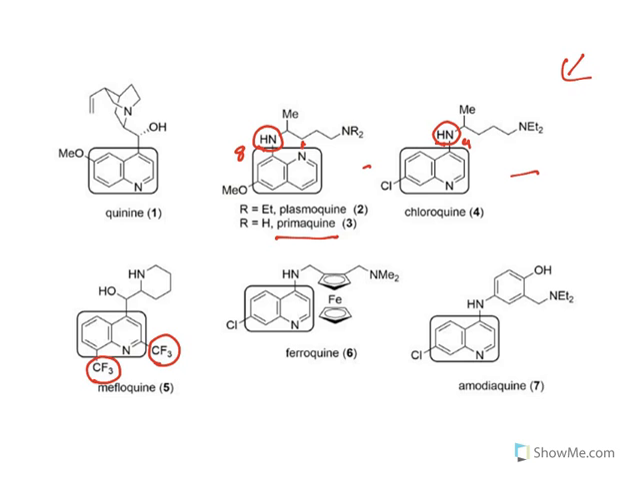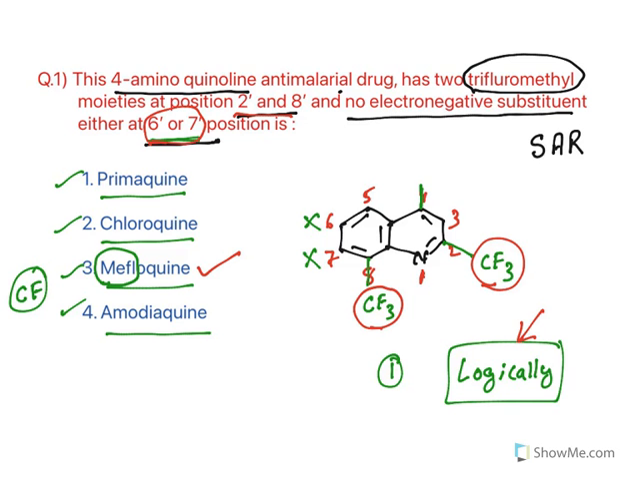Why are 6 and 7 important? Because for the rest of the drugs, at 6 and 7 you have an electron withdrawing group. See, at the 7th position, electron withdrawing, electron withdrawing, electron withdrawing. But mefloquine doesn't have it. So this drug stands outside this pattern. It doesn't have a 6 or 7 electron withdrawing substituent, but it has 2 and 8 trifluoromethyl substitution. The answer is mefloquine.